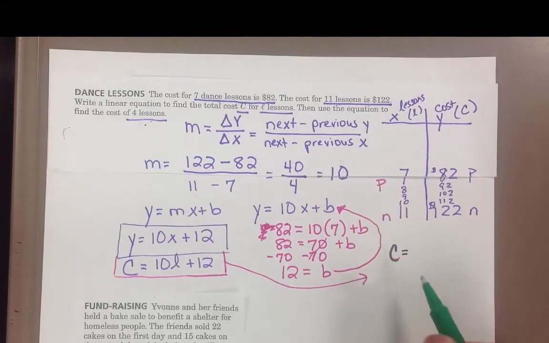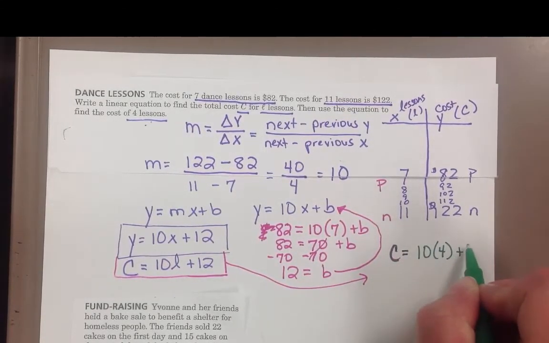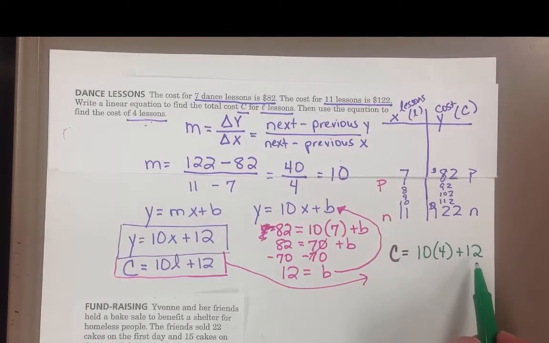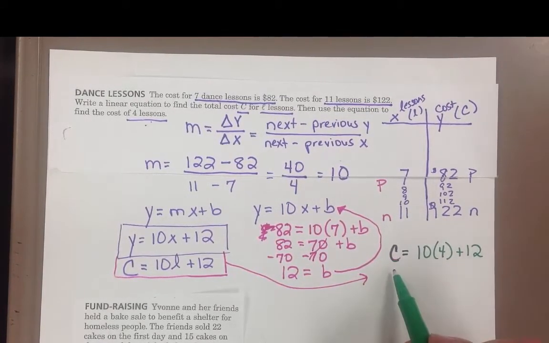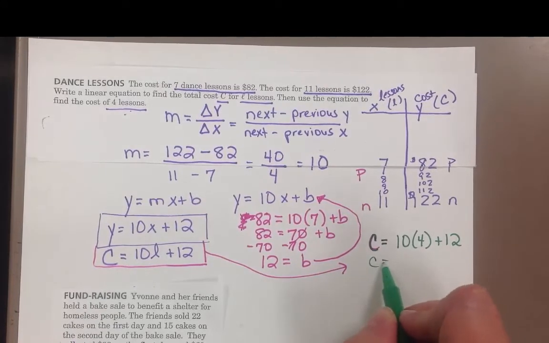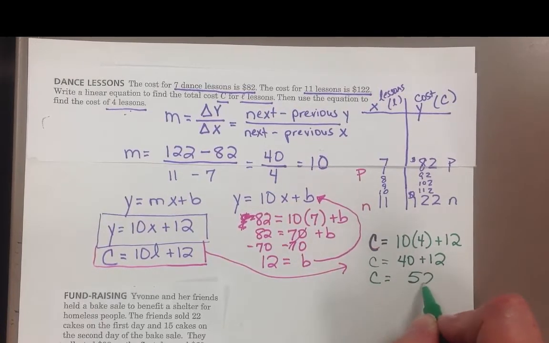c equals 10 times 4 lessons plus 12. Okay, all I'm doing is doing the math on the right side of the equation to solve for the amount of the cost. So multiplication before addition, c equals 10 times 4 is 40 plus 12. c will be $52. Done.